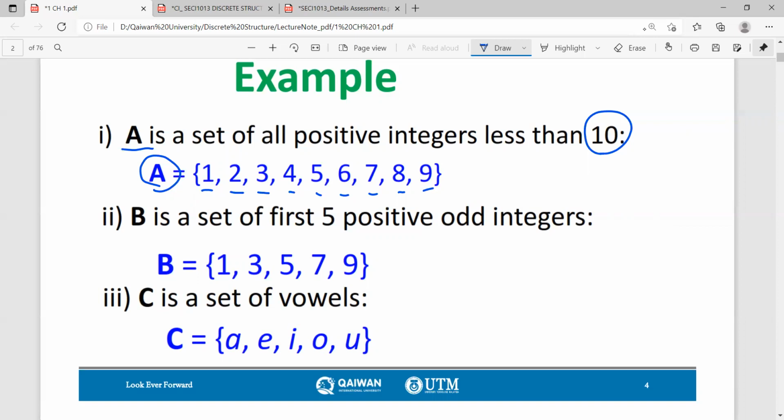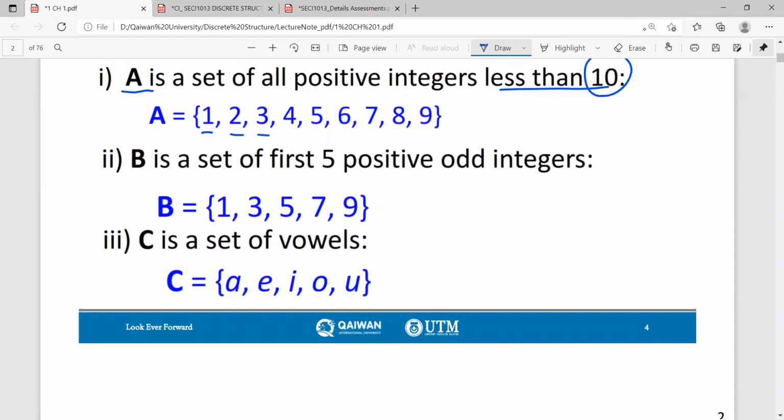Here it says A is the set of all positive integers less than 10. That means 10 is not included. It's only less than 10 and positive. That is from 1, 2, 3 up to 9. That means A is the set of these elements. As you see here, these numbers which are in set A are called elements or members. Okay.